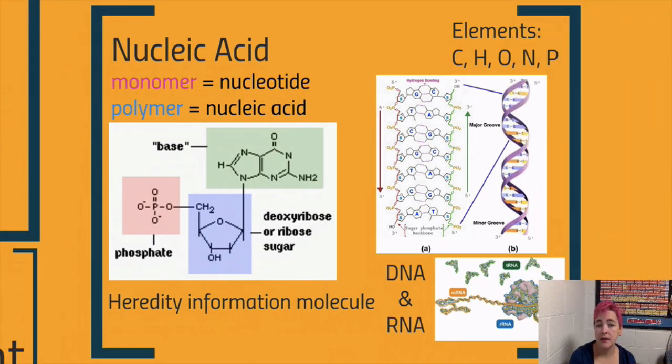Nucleic acids. Nucleic acids are our information molecule. This is what gets passed on between parent and offspring. The monomer of a nucleic acid is a nucleotide. The polymer would be the nucleic acid. Here we have a couple more elements added in. We have nitrogen and phosphorus added in instead of just carbon, hydrogen, and oxygen.